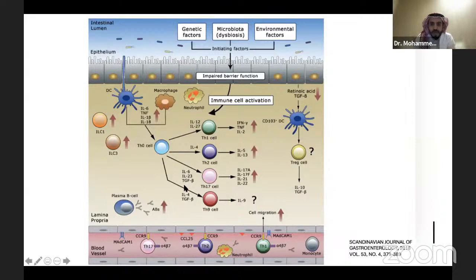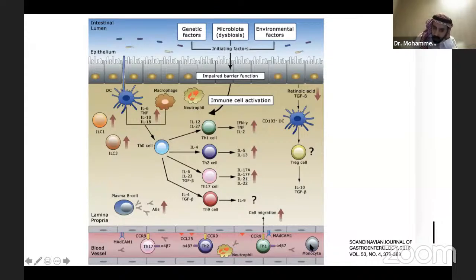Then in the background you have the B cells, which produce mainly IgA here in the gut. Another cell that still has a lot of debate about its role in IBD is the T regulatory cell. The T regulatory cell comes later in the inflammation to help suppress the unwanted inflammation.